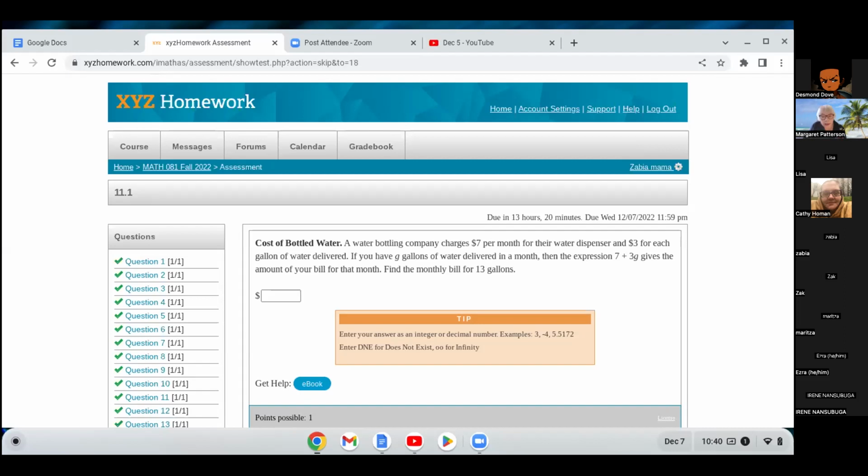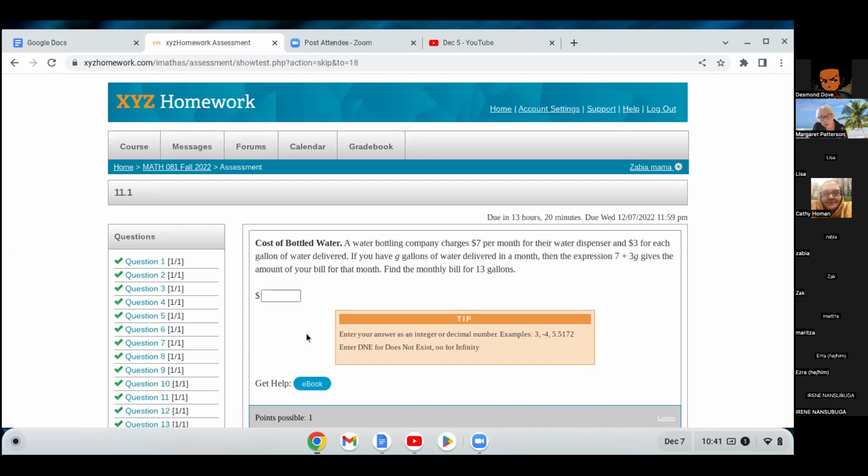Yes. So 3G means 3 times G. So that's 3 times 13, which is 39. Added to this 7 at front, looks like whatever it is, 48? No, 46, whatever it is. Okay. All righty, that was good.